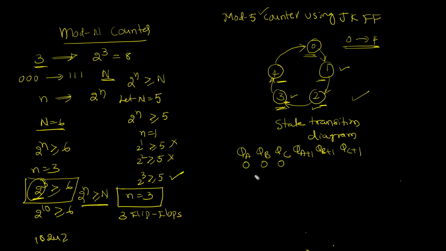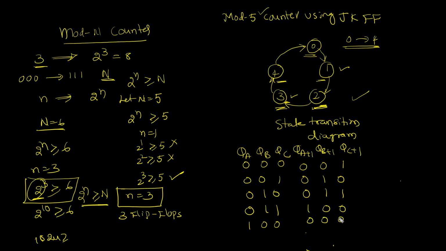What is the next state for present state 0 0 0? It is 0 0 1. If present state is 0 0 1, where will it go to? It will go to 0 1 0. If present state is 0 1 0, it will go to 0 1 1. If present state is 0 1 1, it will go to next state 1 0 0. If present state is 1 0 0, next state is 0 0 0.